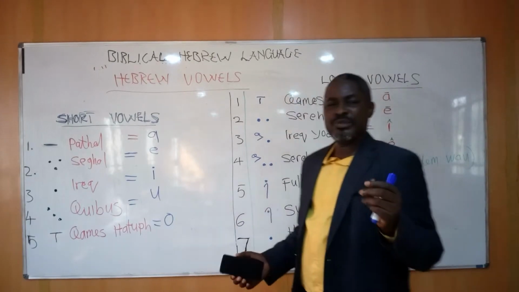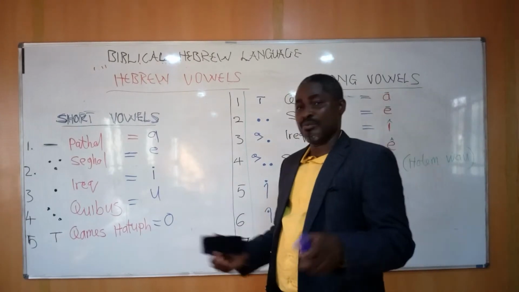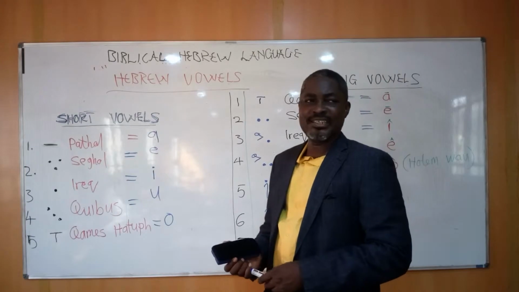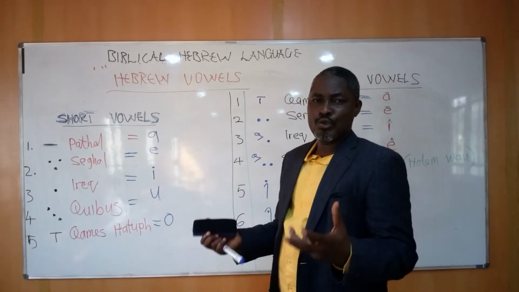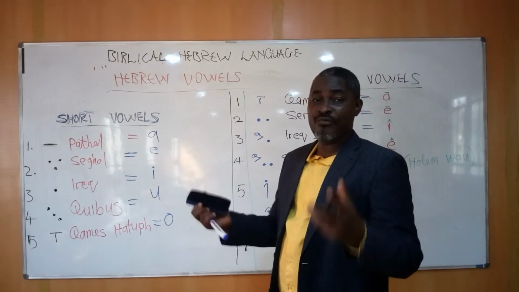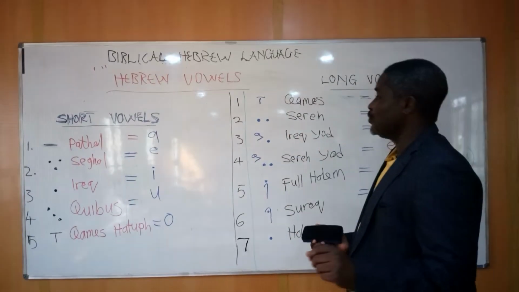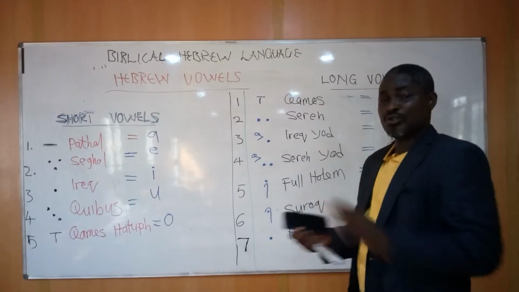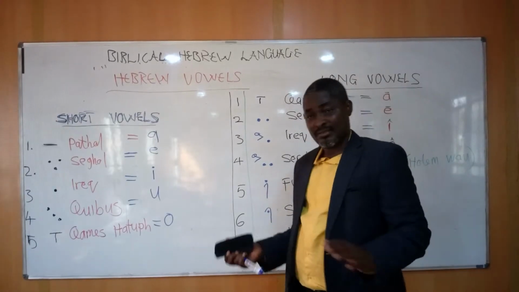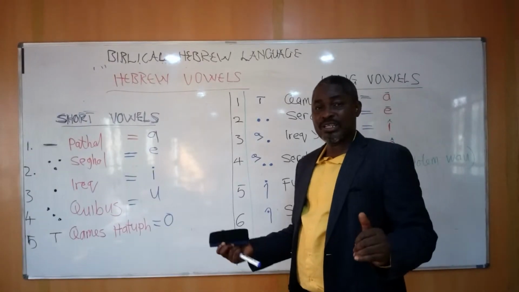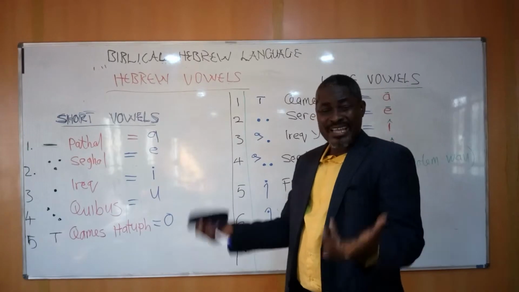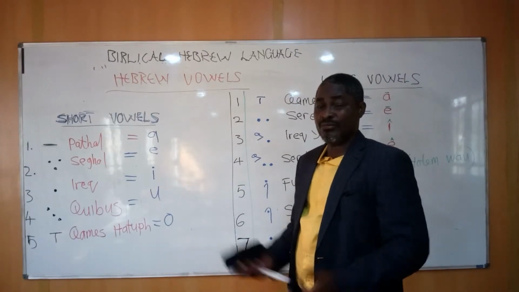Now, we have been taught the Hebrew alphabet. We know that to make sounds, you need alphabets or you need vowels. Originally, the Hebrew language was written without vowels. But I told you Masoretic scholars invented what we call vowels.